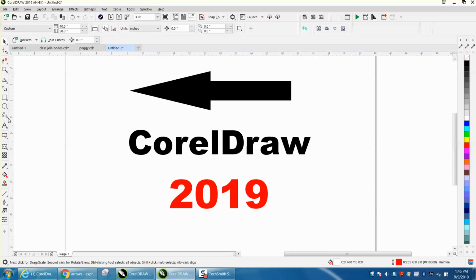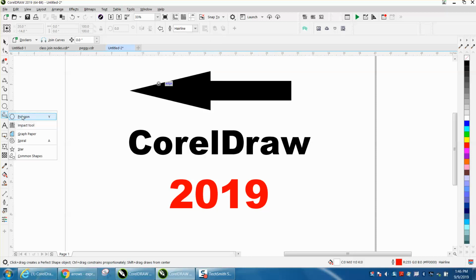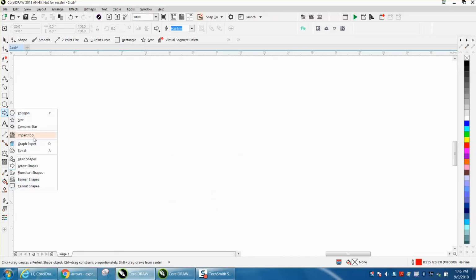They're still under your polygon tool, but now instead of basic shapes, they put all the basic shapes together into common shapes. And your arrow keys are in here: arrows, flowchart, banner. Basically what they did, they minimized the amount of this compared to this. They put all these into a common shape. Once you get used to it, it's not bad.